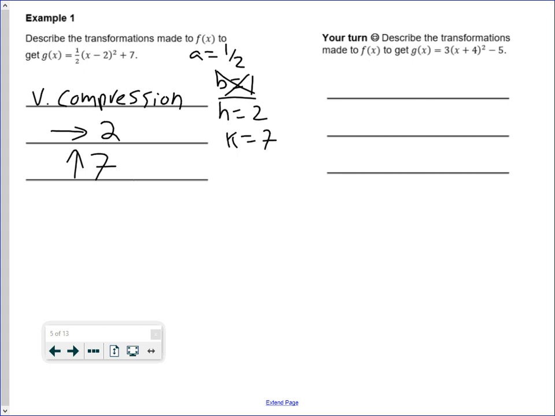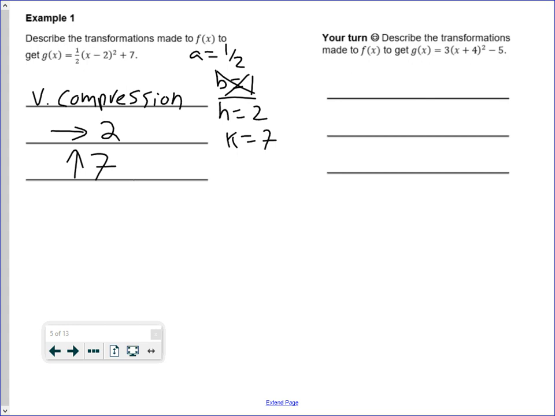All right. So on the second part right here, which is your turn, if you haven't paused the video to try it, I do encourage you to try it. So pause the video and just try to get what the transformations are, because you are going to be dealing with them all year round. So hopefully you paused it, you tried it. If not, I'm going to go ahead and get started anyway.